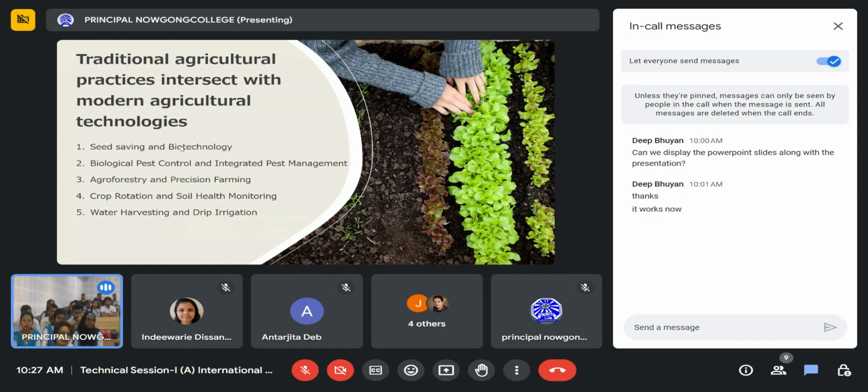Then we have crop rotation and soil health monitoring, which is very similar. I think there's nothing new here: we alternately plant legumes or cereals just to help replenish soil nutrients and control pests and diseases. So modern soil health monitoring systems and technologies also include sensors and remote sensing satellites that can provide real-time data on soil moisture, nutrient levels, and microbial activity. So by combining traditional crop rotation with data-driven soil management, farmers can optimize nutrient cycling and minimize soil degradation.